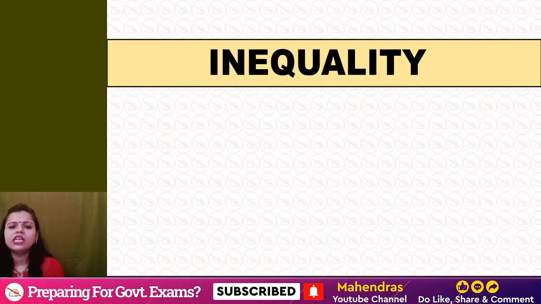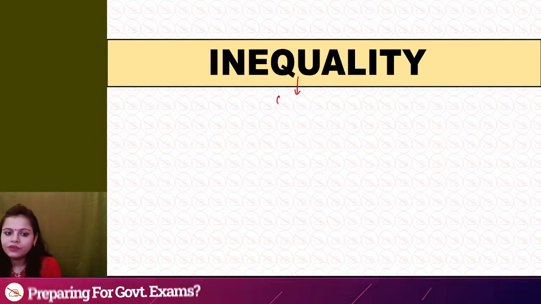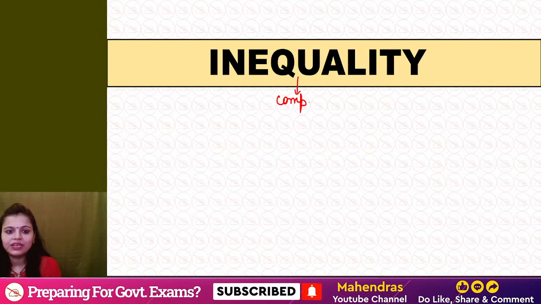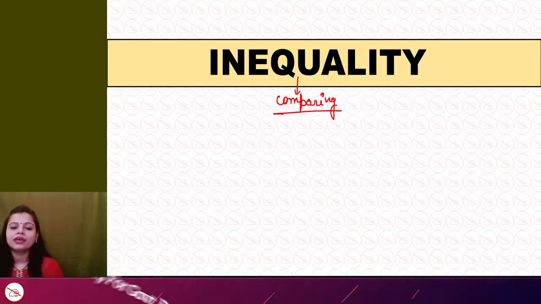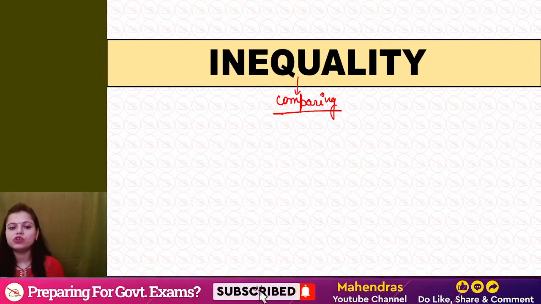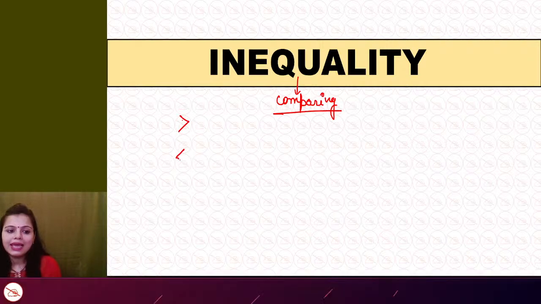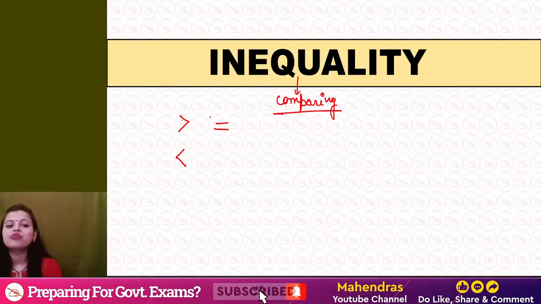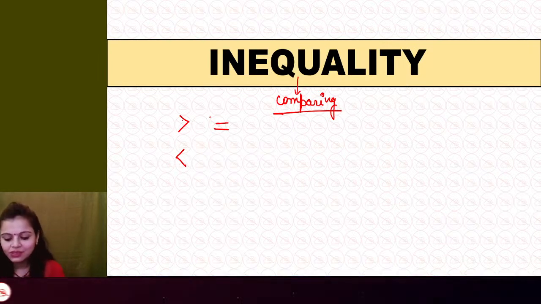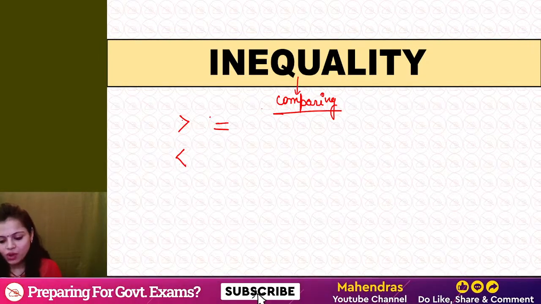In inequality, what are we doing? We are comparing the elements. And when we compare any elements, what do we get? We get greater, less, or equal. These three relations: greater, less, or equal.